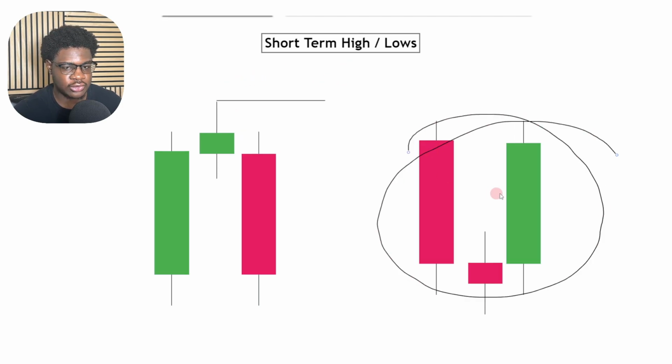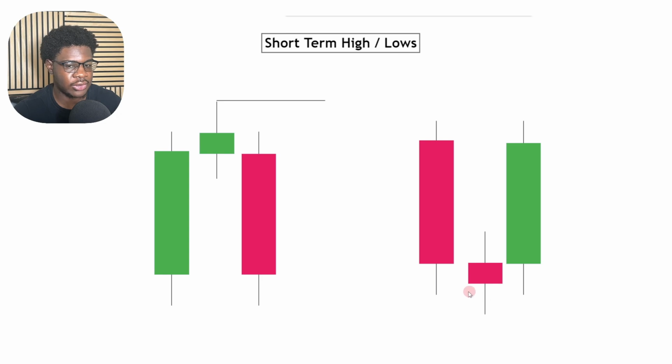Vice versa for a short-term low. You can see the candlestick in the middle is lower than the candle to its left and the candle to its right. Now that we classified our short-term low and our short-term high, this gets us into our next lesson, which is intermediate-term highs and lows.